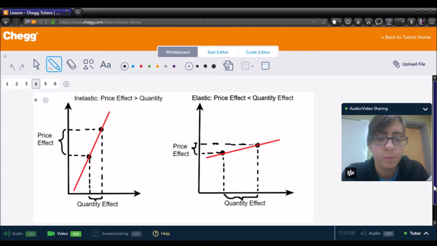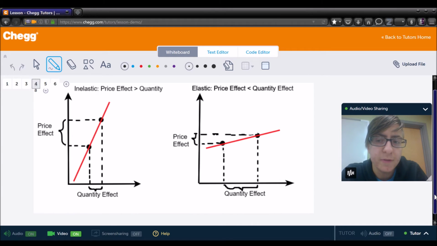So therefore, going back to that revenue example I gave you before, if you increase the price, revenue will remain the same because the quantity effect will be the same as the price effect. So, to visually show you what I was talking about with those examples, inelastic: if the price effect is greater than the quantity effect, then you have an inelastic line. And then similarly, if you have a price effect that is less than the quantity effect, you have an elastic line.